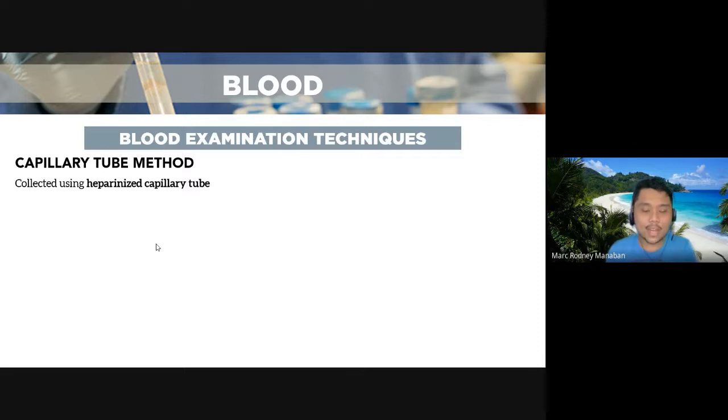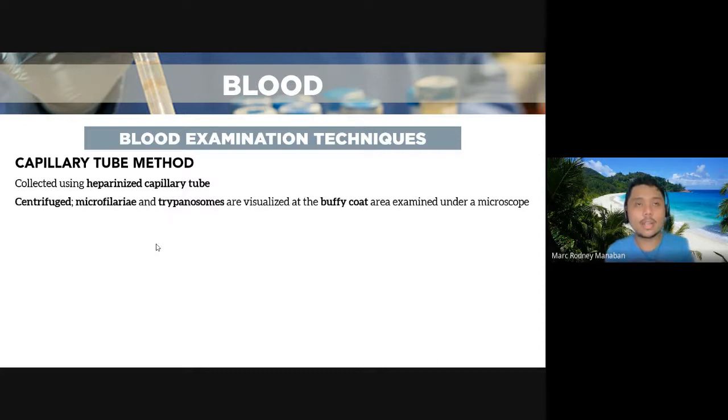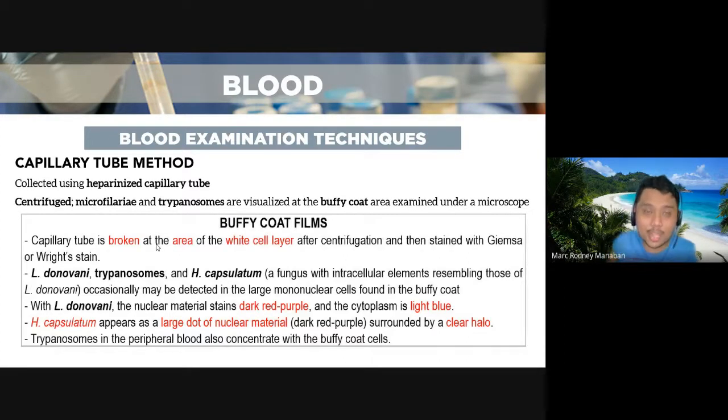So using your capillary tube, of course, you get your sample from your finger prick blood sample and subject this to centrifugation. What we're usually detecting are the microfilariae and trypanosomes, and we examine the buffy coat. That's the first method, the buffy coat films. The preparation of your buffy coat films is quite dangerous. After centrifugation, you have layers formed in the microhematocrit tube. The first layer is your plasma, then you have the buffy coat, and finally the packed RBCs.